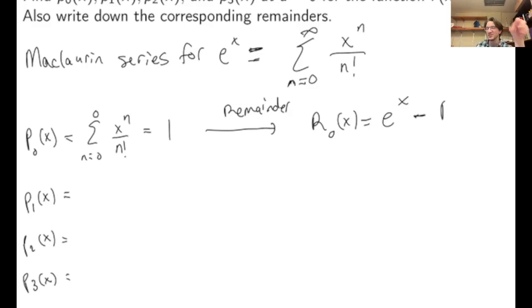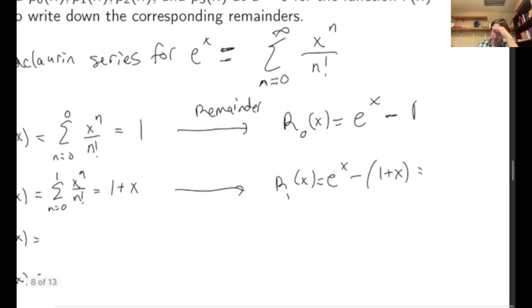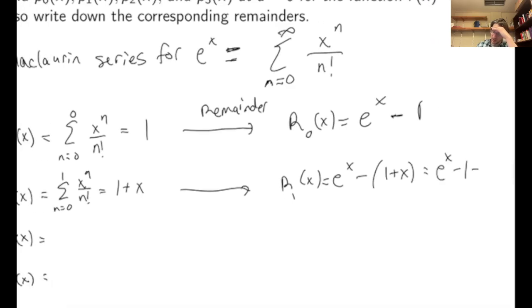Okay. Hopefully you paused the video and tried this out. This is the sum n equals 0 to 1 of x to the n over n factorial, which gives me 1 plus x to the first over 1 factorial. That's just 1 plus x. The remainder is e to the x minus that. And if you want to simplify that, that's e to the x minus 1 minus x.